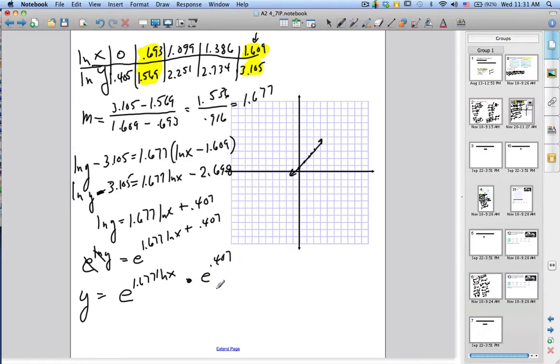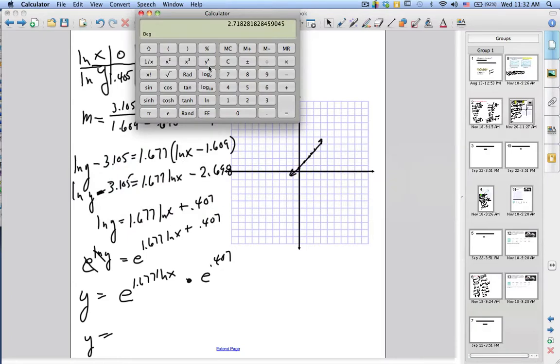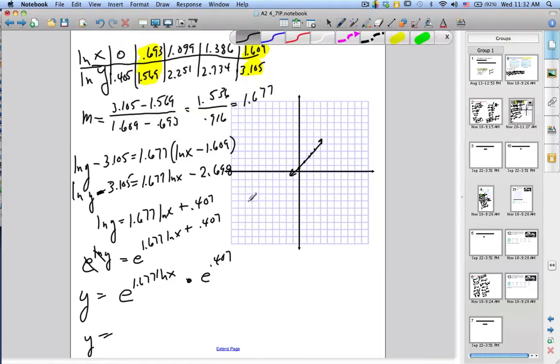And I'm going to be able to figure out what e to the 0.407 is. So let's go ahead and do that. So I have e to the 0.407, and that's 1.502. I'm just going to call that 1.5. So I'm going to put the 1.5 here. And then this is going to be e.